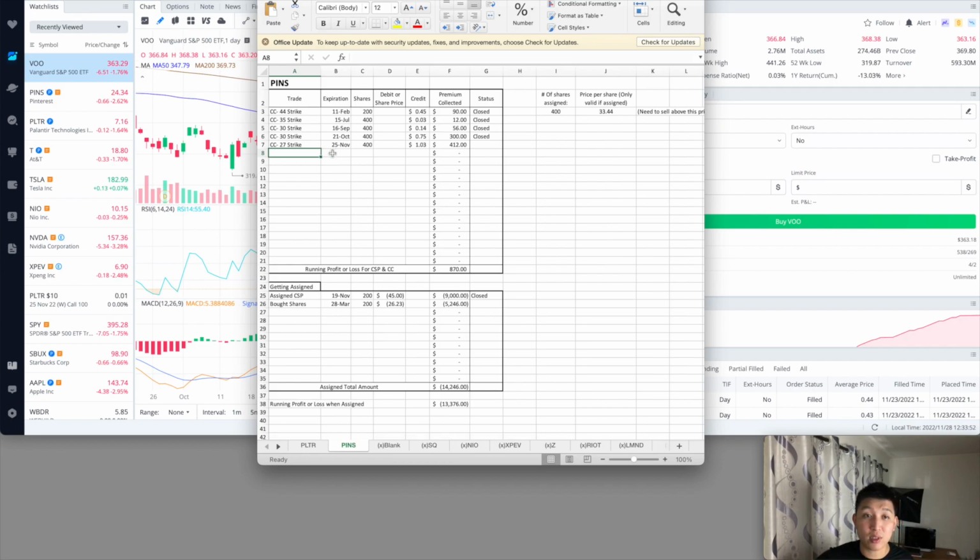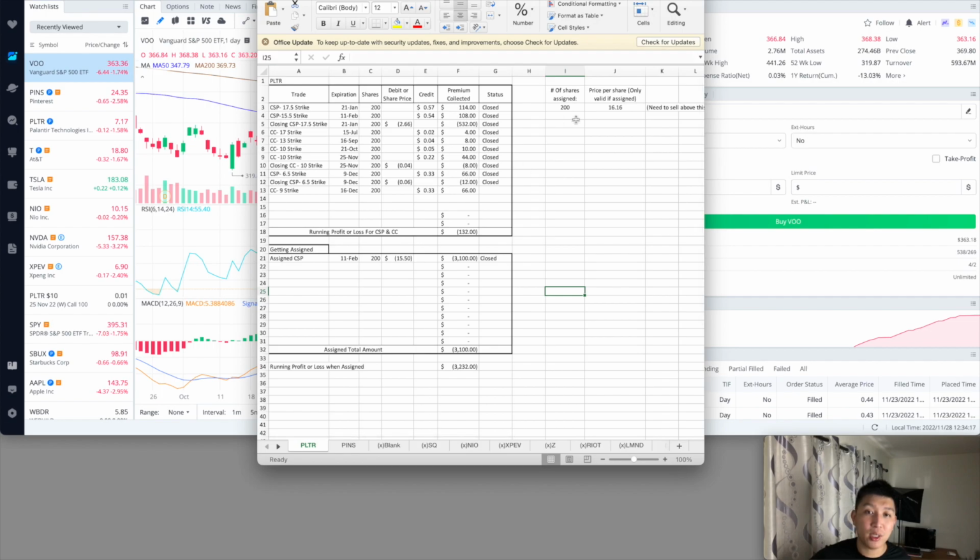Pinterest, I had an option on Pinterest, and it expired on November 25th. It didn't get assigned. I got the money, so yay for that. So I'm going to put a close on that. As of now, I'm still holding 400 shares of that. Okay, that Pinterest is killing me. I want to let it go. Cost basis is $33.44. So that's for Pinterest.